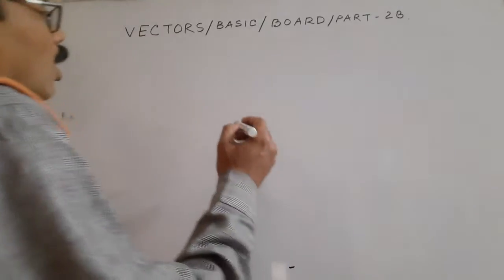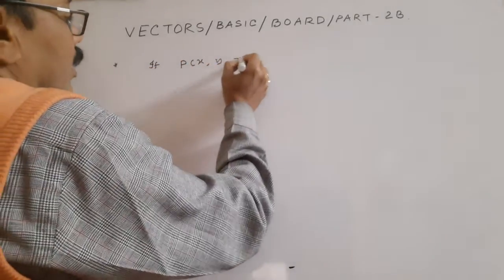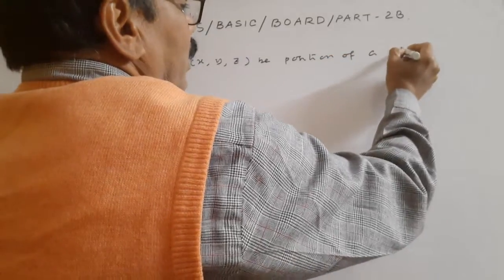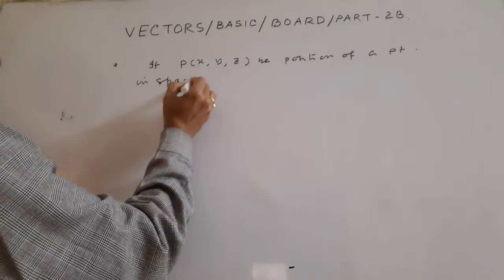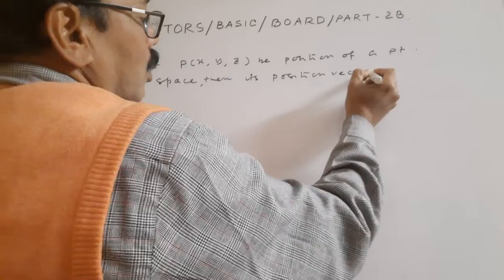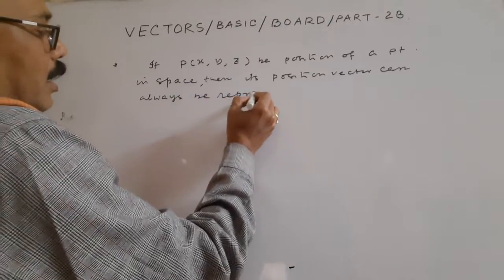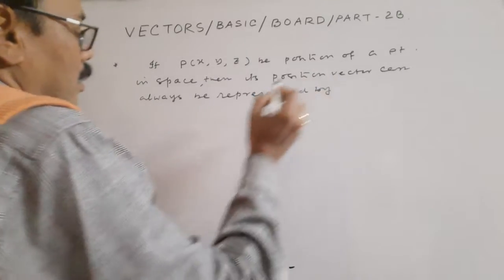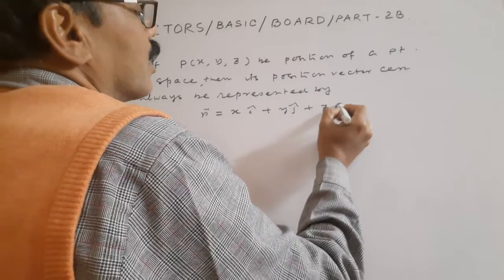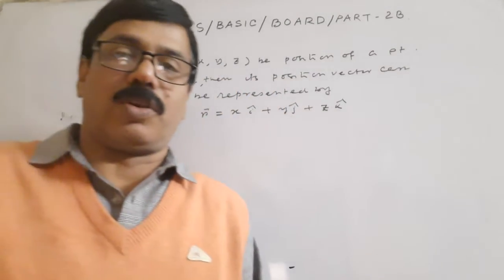So number one, if P(x, y, z) be the position of a point in space, then its position vector can always be represented by r vector equals xi cap plus yj cap plus zk cap, where we know i, j, k are unit vectors along the coordinate axes.